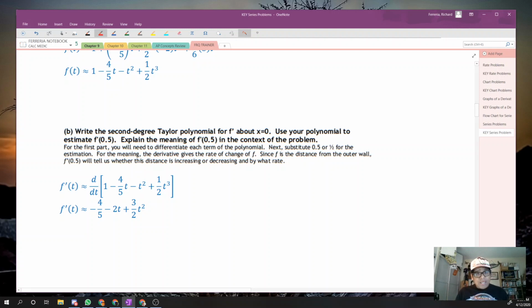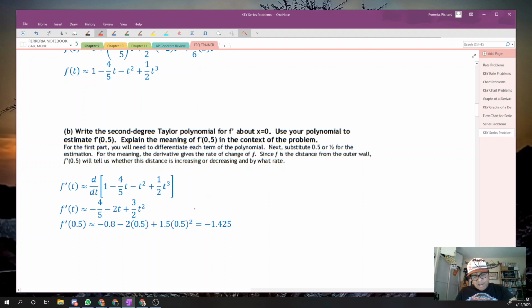Next, if you want to estimate f prime of 0.5, all you're doing is substituting 0.5. So let's substitute 0.5. I've turned everything into a decimal just to help me calculate. Most of the time when you take the AP test, this is not going to be on the calculator section. So leaving this polynomial like this would be accepted. There is no problem with that.